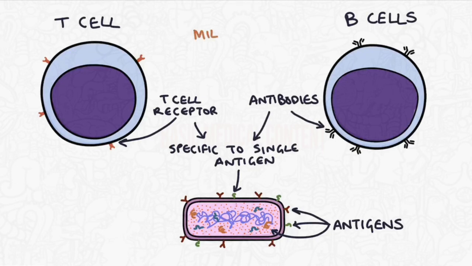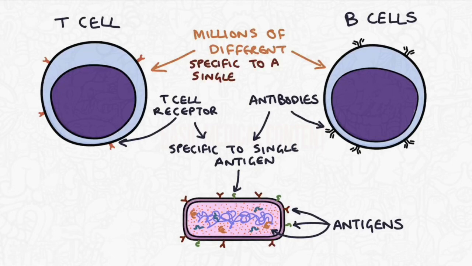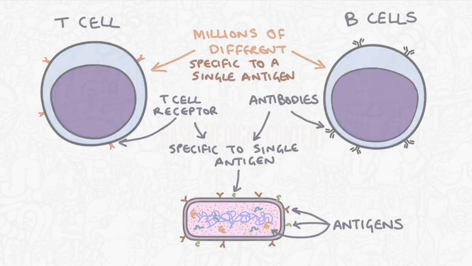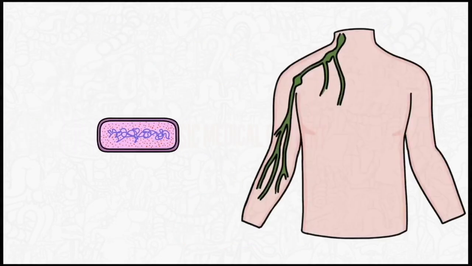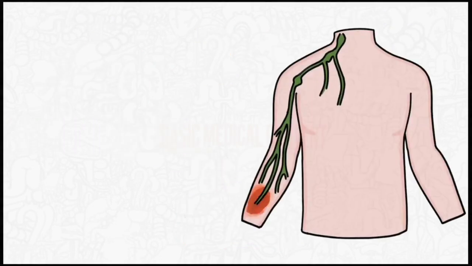When a new pathogen arrives and causes an infection, the T and B cells that are specific to that pathogen need to be alerted. The trouble is they're sat in lymphatic tissue such as lymph nodes, while the infection is happening somewhere completely different. This is where the dendritic cell comes in.